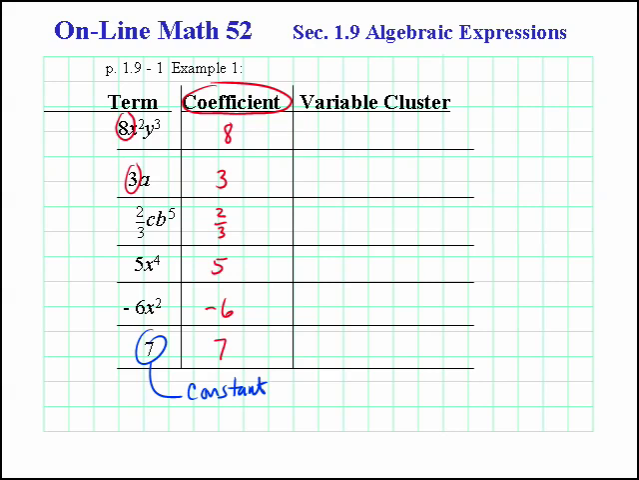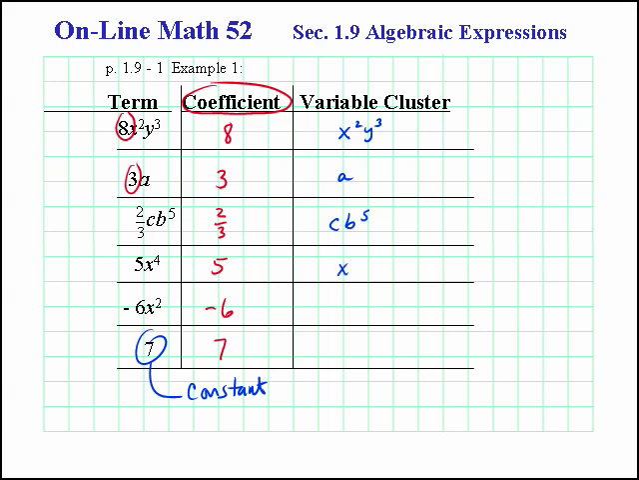Now the variable cluster, again, is those variables that are multiplied together, and they've got the exponents, and yeah, this is all multiplication in here. 8 times x squared times y cubed. The variable cluster is just the x squared y cubed. Here, in the second example, it's just a. Just the letter a. It's a variable, stands for some number. c b to the fifth would be the variable cluster.